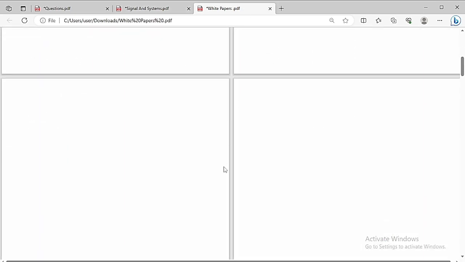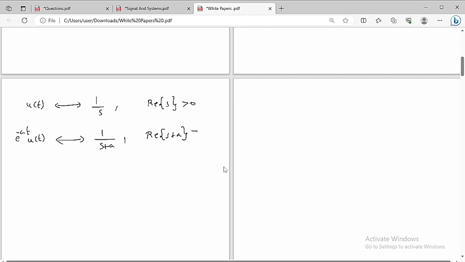See, I have already told you one important point. For u of t, what is the Laplace transform? 1 by s, and the real part of s is greater than 0 because it is a right-sided signal. So our ROC is to the right side, the real part of s greater than 0. I already told you this. Now, for e to the power of minus at into u of t, wherever s is there, replace s by s plus a. So you are going to get 1 by s plus a, and here also replace s by s plus a in the ROC: real part of s plus a greater than 0.